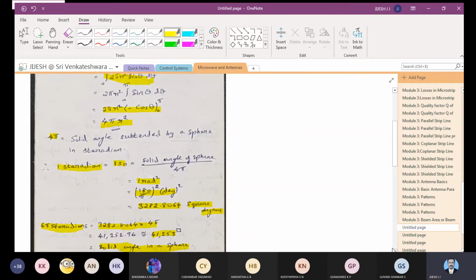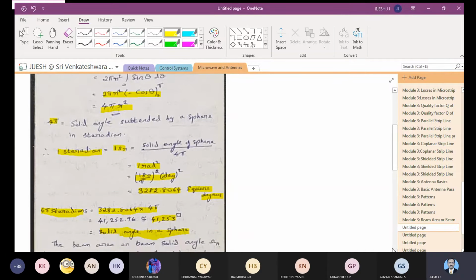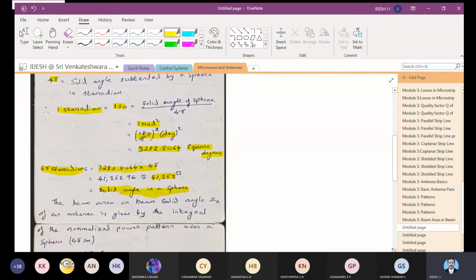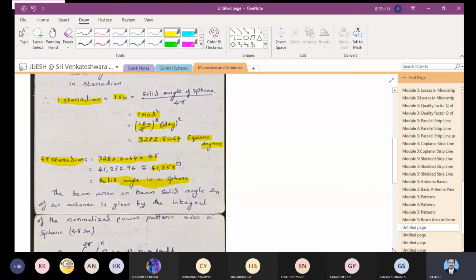So the beam area, or what we are going to study, the beam solid angle, is denoted as omega A. You have a few equations for omega A as well. It is given by integrating the normalized power pattern over the sphere, 4 pi SR. So this is a very important equation, and it will be used in problems also.